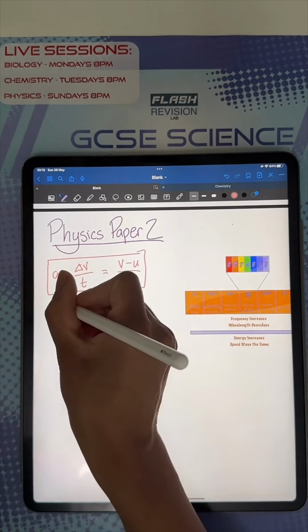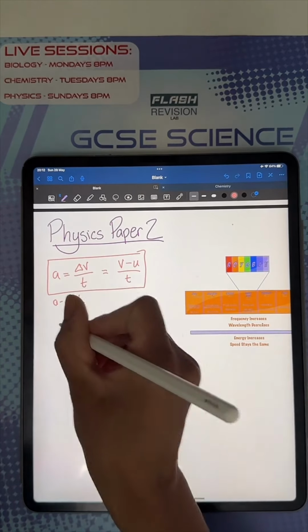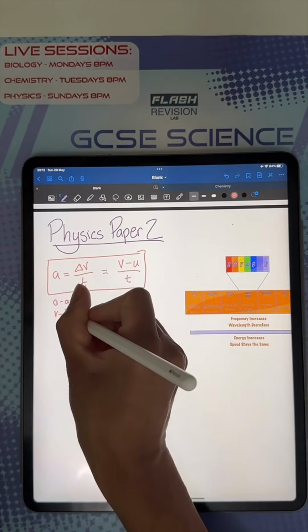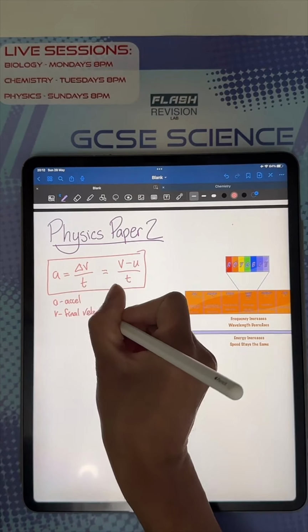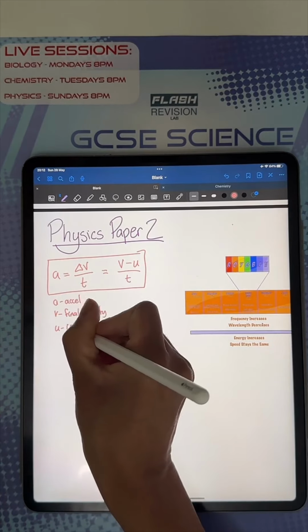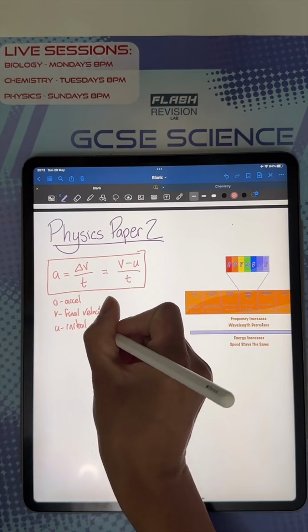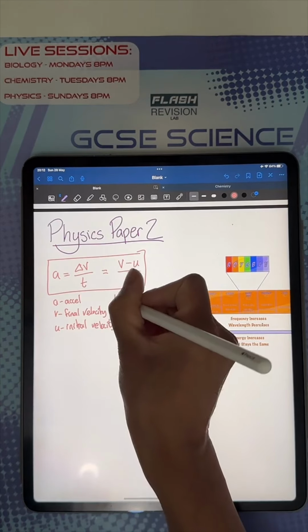Where a we know is acceleration, v is final velocity, and u is initial velocity. And t is time.